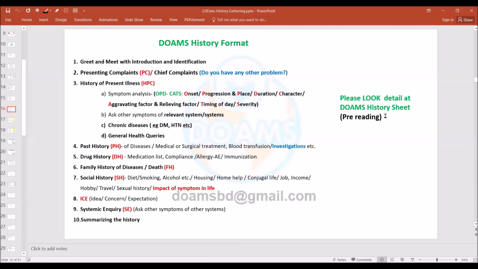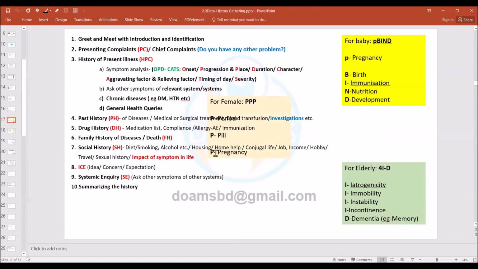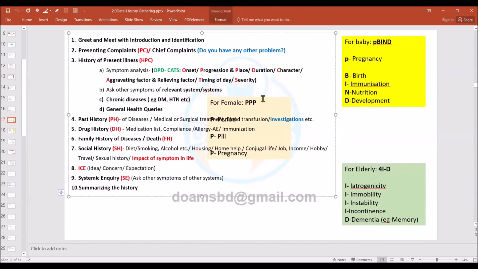So this is actually the pre-reading material. We possibly didn't provide pre-reading to you. Today you will get it in the group, we will provide it. And in addition, already you see there are 3 boxes: the P bind, 4 ID and 3 PPP. For the female patient, for the baby, 5 questions, and for the elderly, 4 ID. So I hope all of you understood.